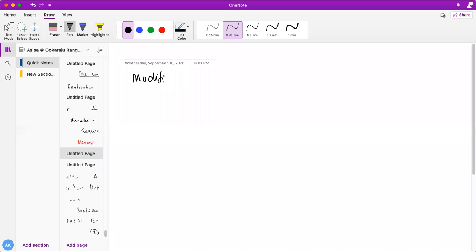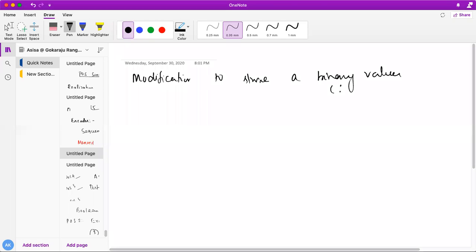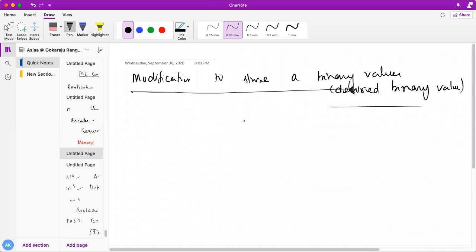So for that, you have to do certain modification, to store a binary value. The binary value is my desired value. Am I correct, student? My desired binary value. So I want to store 0 now, let's say tomorrow I want 1, and after some time I want 0 again. So I will make some modification to the circuit, then it will allow such bits to be stored.